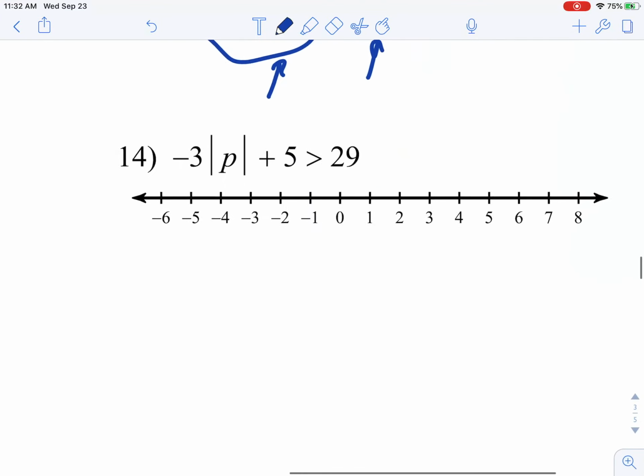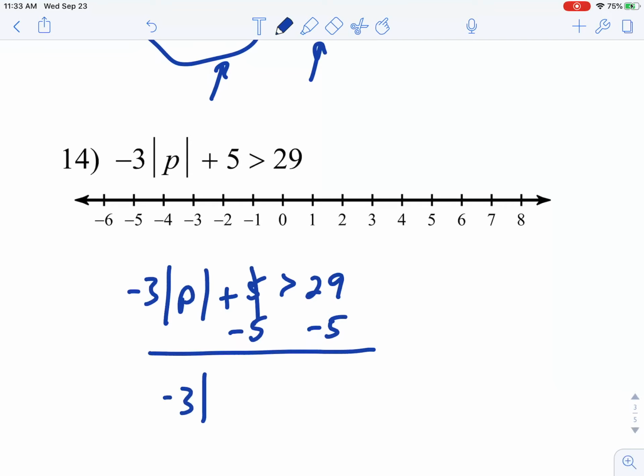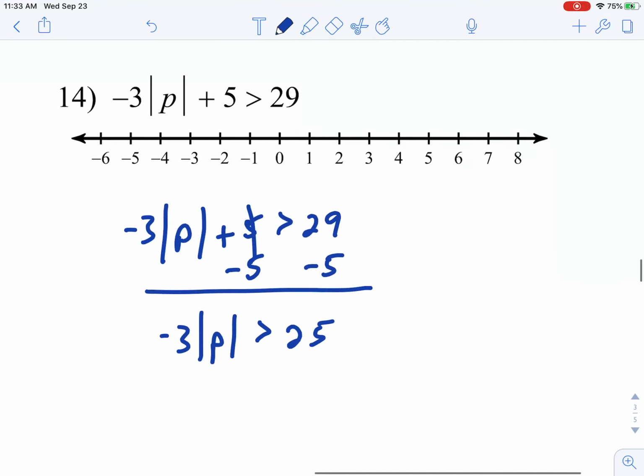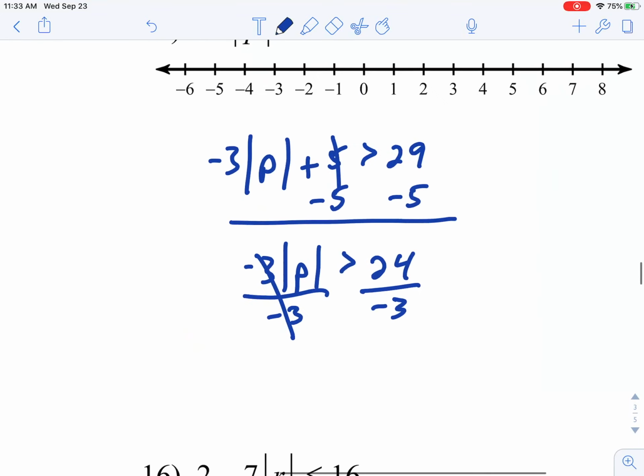Number 14. So it looks like I'm just doing a bunch of extra problems here. There are some little tricks and complications that pop up, so it's worth the effort. Here goes. Okay, so we need to isolate the absolute value part. I'm going to minus 5 on both sides. -3 absolute p is greater than 24. 9 minus 5 is 4.